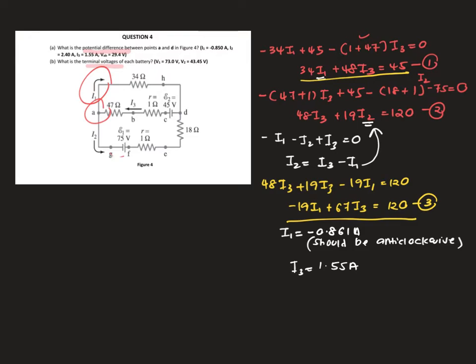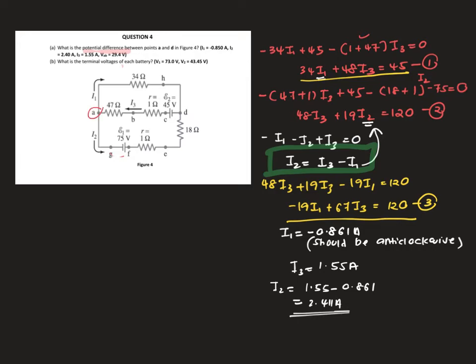Then you need to find the I2, which you can easily find using this equation. So here you are going to get I2 equals to I3, which is 1.55, minus 0.861, then you are going to get 2.411 ampere. Once you find I1, I2, and I3, definitely you can find the potential difference between point A and point D.